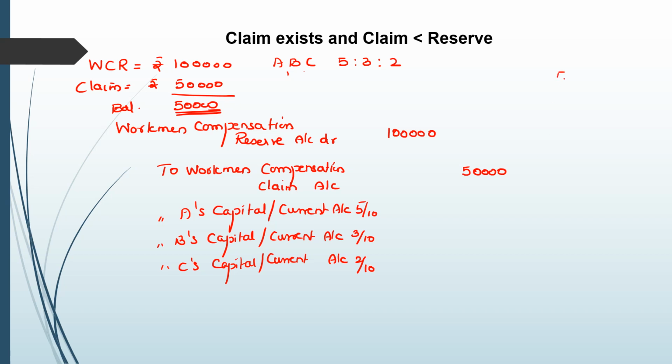5:3:2. So we are going to distribute 50,000 divided by the base 10 gives us 5,000. So 5,000 into 5, 25,000 is given to A. 5,000 into 3, 15,000 is given to B. And 5,000 into 2, 10,000 is given to C. So this is how we take out from the reserve to the extent of claim, keep it aside, and the balance surplus that is left, that is free to be distributed amongst the partners in their profit sharing ratio. I hope that is clear.